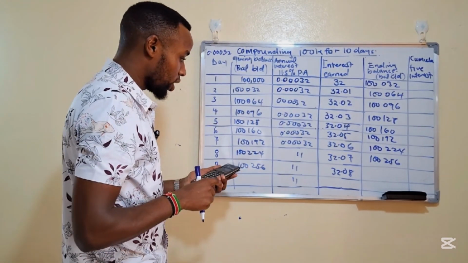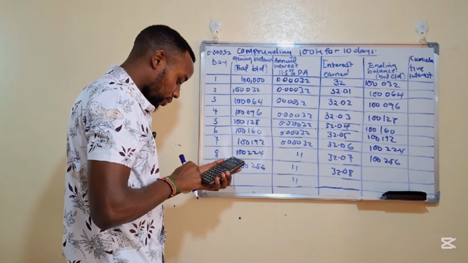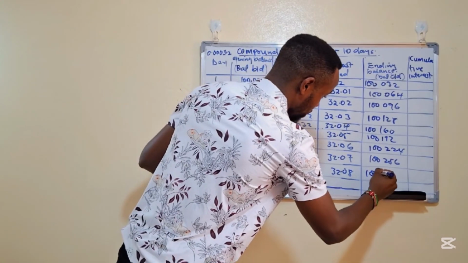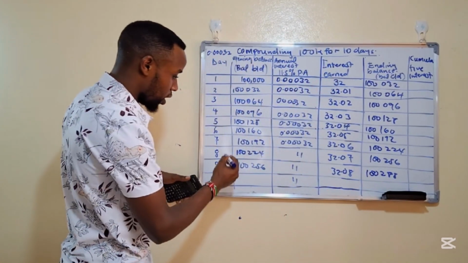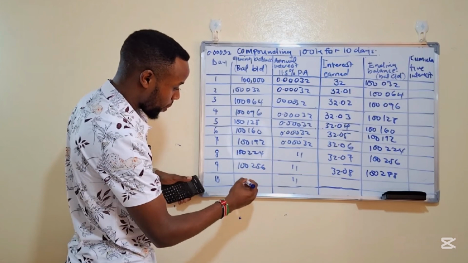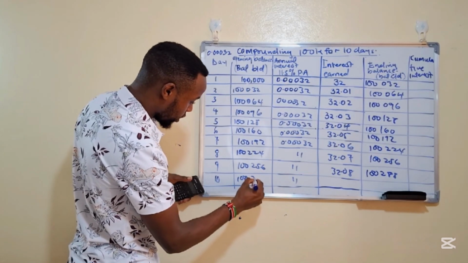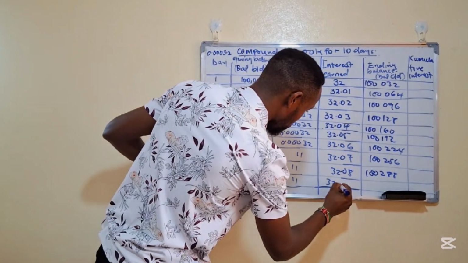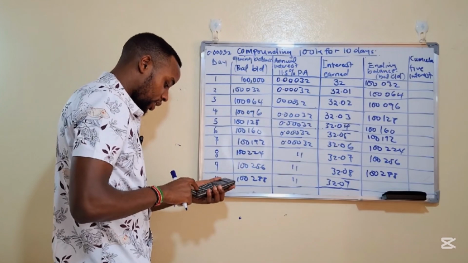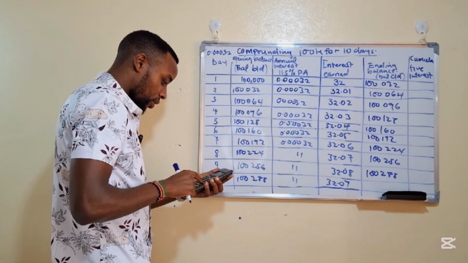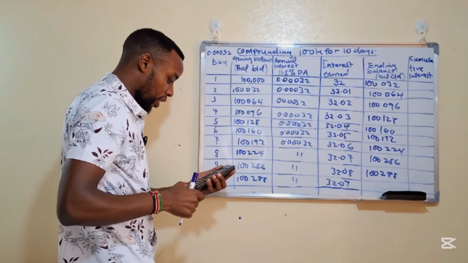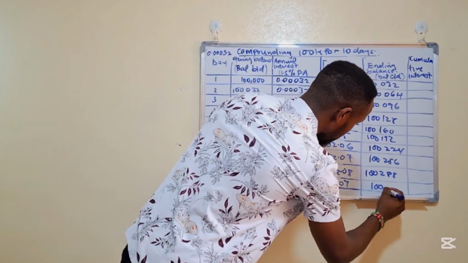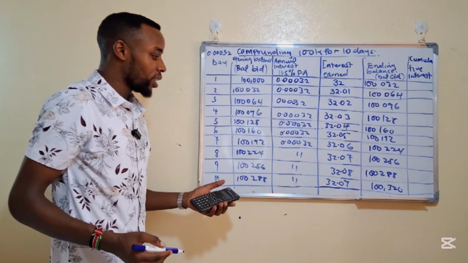Now, 100,256, you add 32.08, that is 100,288. Now, look at this, 100,288. You open the balance here, 100,288. Then if you multiply this one by the interest, this is 32.09. Then you add 32.09, so you get 100,320. All right. That is our calculation.